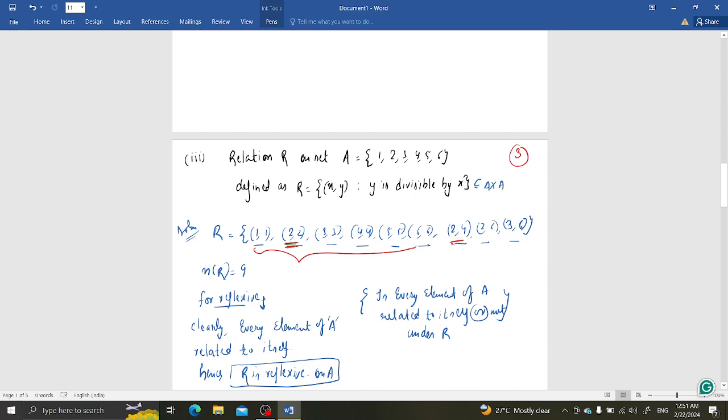2 comma 4 is there. Satisfied. Any other element starting with 2? Yeah, they start with 2. So for this one also make a pair. 2 comma 2 starts with 2, and with 2 comma 6 we get 2 comma 6. Yeah, 2 comma 6 is also there. Okay, now for 3 comma 3, is there any element starting with 3? Yeah, this element starts with 3.